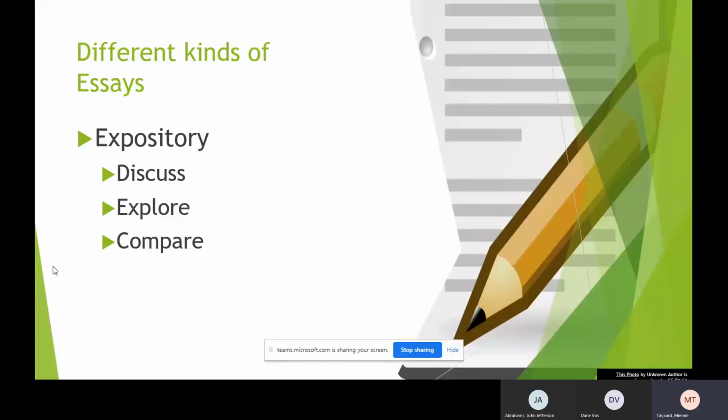So the two kinds that you have to be able to do in the academic world are the expository, where you discuss, and when you get the instruction to discuss, it's quite important that you know that discuss means more than one point of view. The other way is explore.